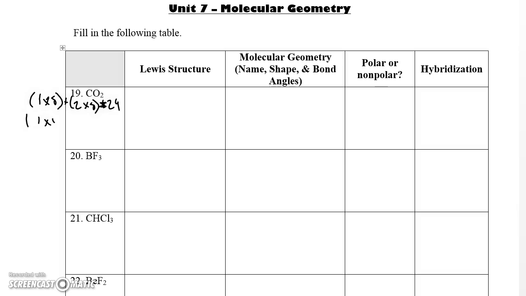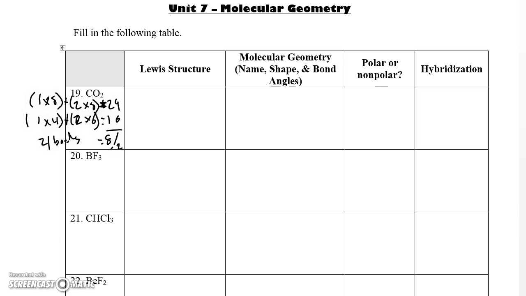Still have one carbon. Carbon's in group 14, so it only has 4 valence electrons. Still 2 oxygens. Oxygen's in group 16, so it has 6 valence electrons. So 6 times 2 is 12, plus 4 is going to give us 16. 24 minus 16 is going to give us 8. We need to divide that to figure out how many bonds we're going to have, because there's 8 shared electrons, 2 shared electrons per bond, and that's going to give us 4 bonds.